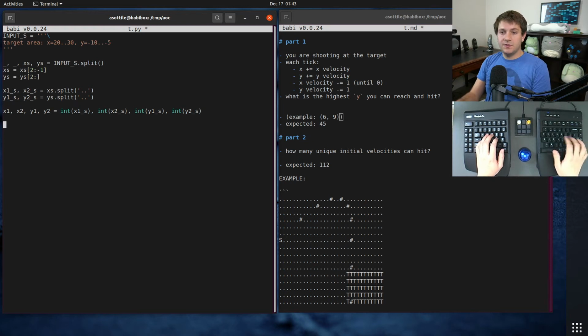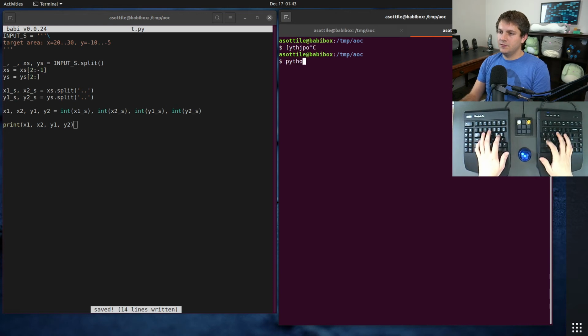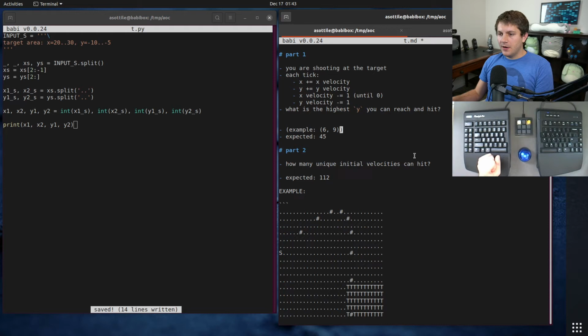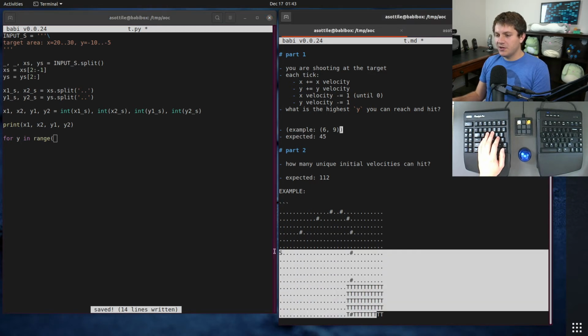Parse those out. Let me just make sure that we got those correctly. Okay, so we've parsed those properly. All right, so now let's do our simulation. For our Y velocities first, or Y in range. We actually have to think about another Y velocity here.